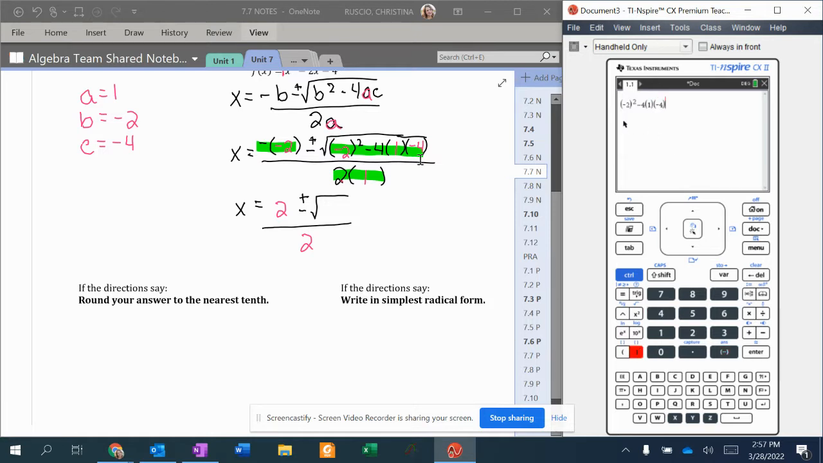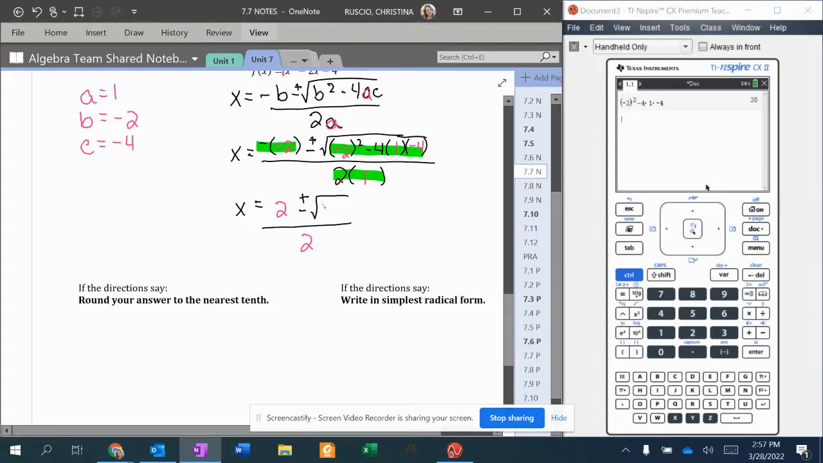Check it out. It's the same thing as everything underneath the square root sign. Is there a square root sign here? No, there is not. Do not type it in your calculator. Is there a square root sign in here? No, there is not. Do not type it in your calculator. Okay, hit enter, and then we get 20.